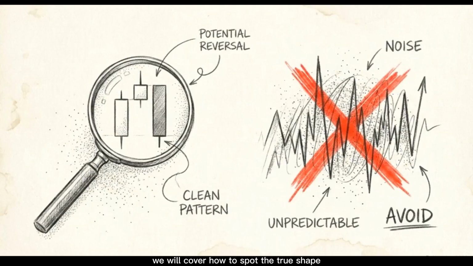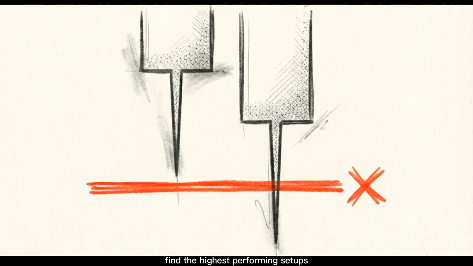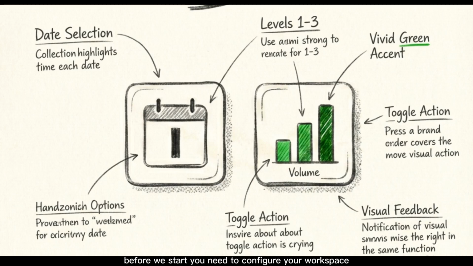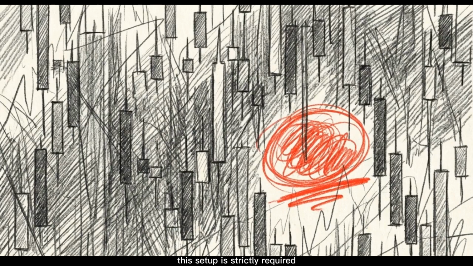We will cover how to spot the true shape, filter out false signals, find the highest performing setups, and execute the trade with strict risk controls. Before we start, you need to configure your workspace. Open your charting software, change your time frame to weekly, and turn on your volume indicator. This setup is strictly required.